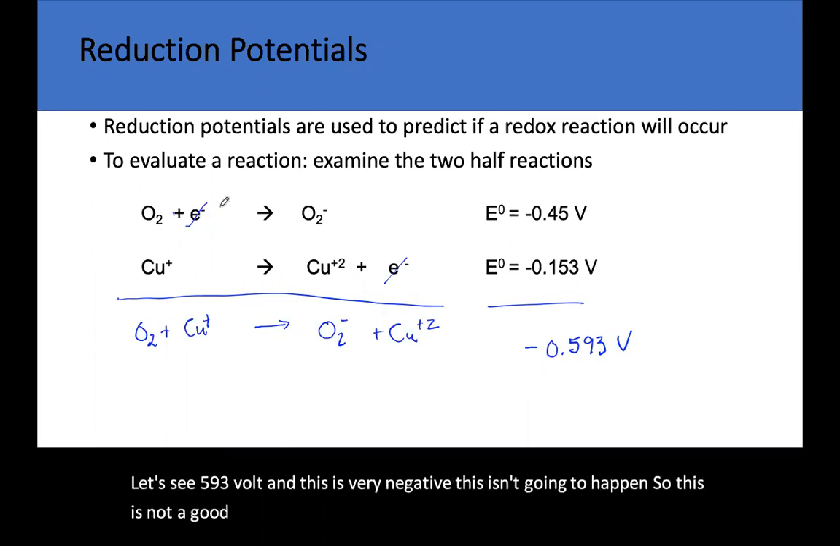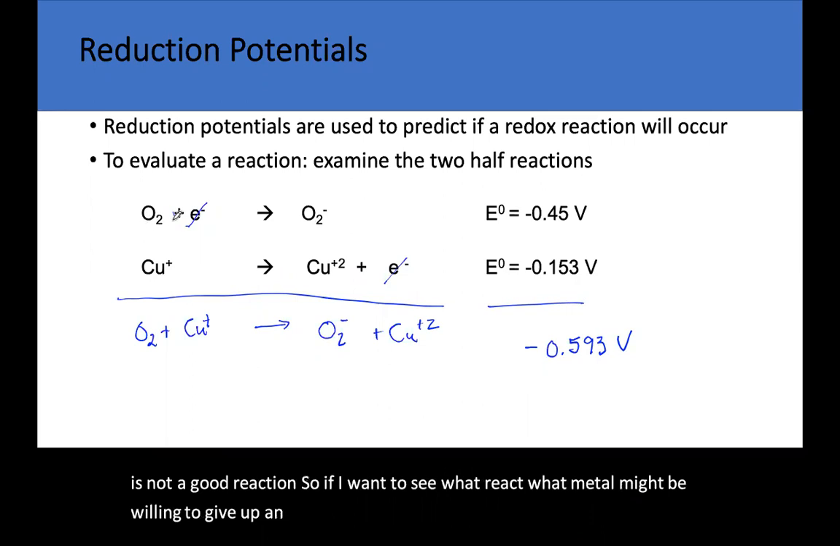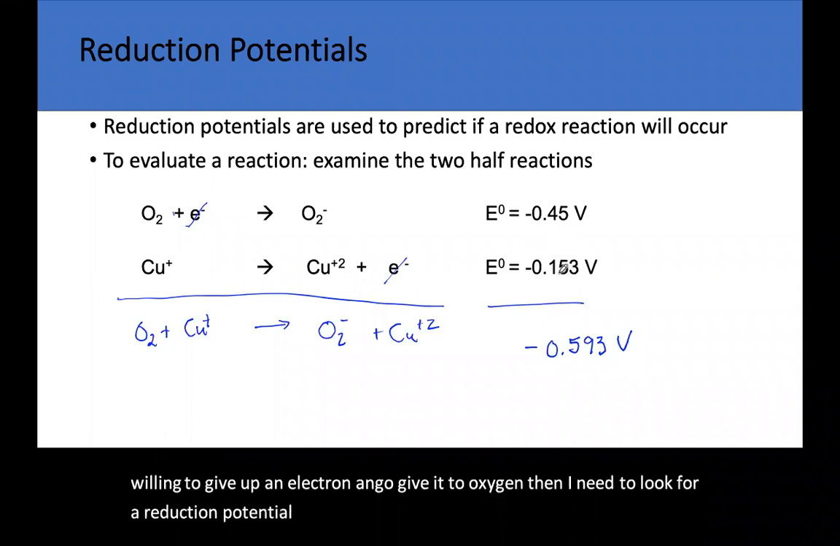So if I want to see what metal might be willing to give up an electron and give it to oxygen, then I need to look for a reduction potential that's positive when it's giving up an electron, and it's more positive than 0.45.